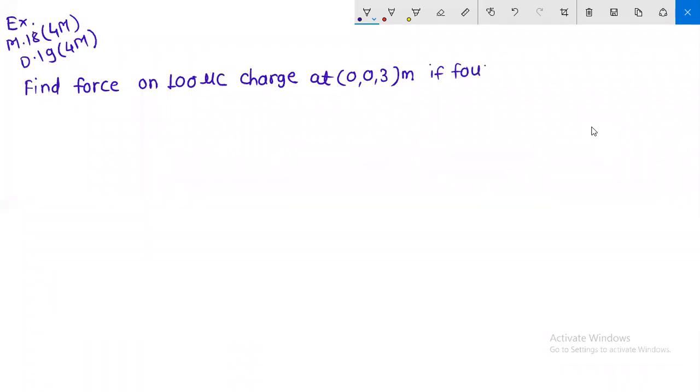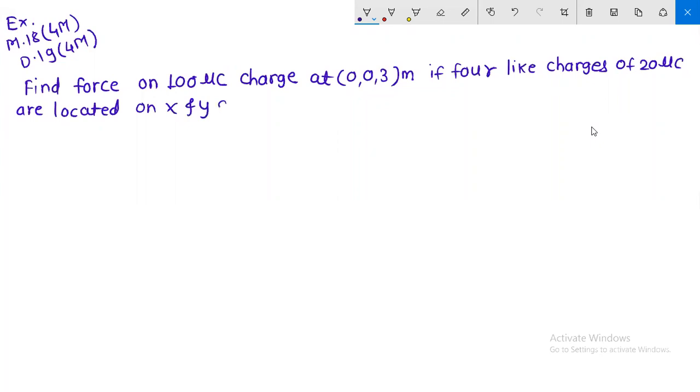If four like charges of 20 microcoulomb are located on x and y axis at plus minus 4 meter, okay. So just solve the example.